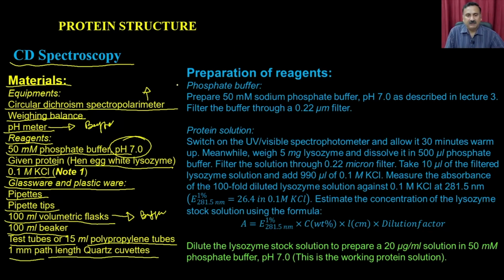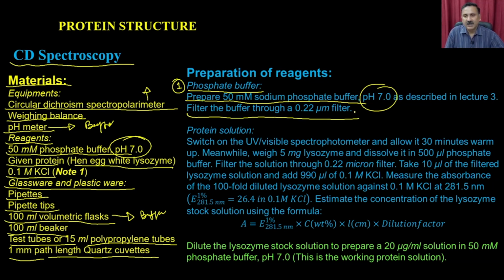You have to prepare the different types of reagents. For the first reagent, you have to prepare a phosphate buffer. Prepare the 50 millimolar sodium phosphate buffer pH 7 and filter the buffer through a 0.22 micron filter. If you want to learn more about how to prepare buffers and what precautions you should take, you can see one of my MOOC courses, called Experimental Biotechnology.